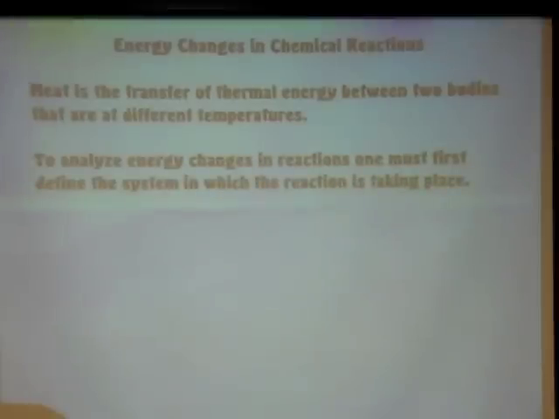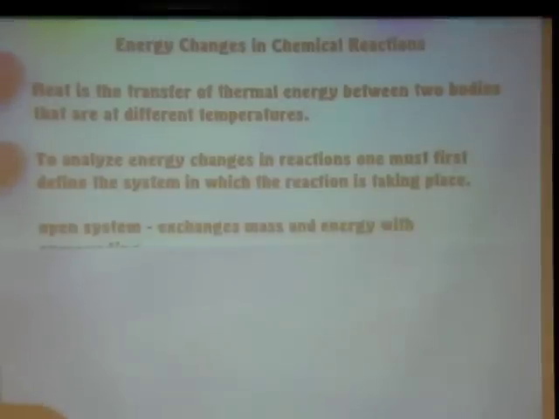To analyze energy changes in reactions, one must first define the system in which the reaction is taking place. And we will go over a little bit of vocabulary right now so that we are certain that we understand what I mean here. All right, so an open system exchanges both mass and energy with the surroundings.